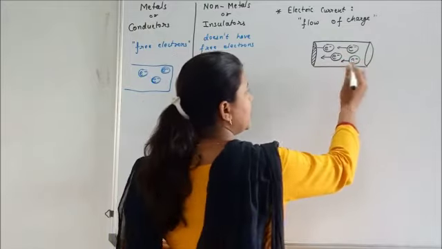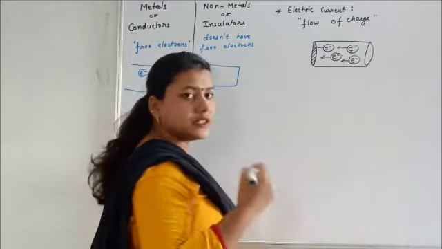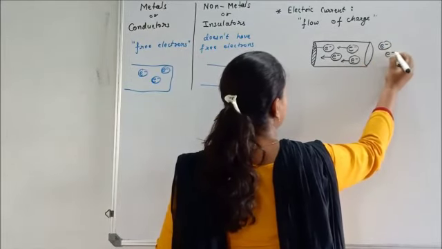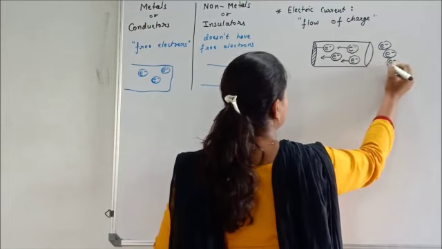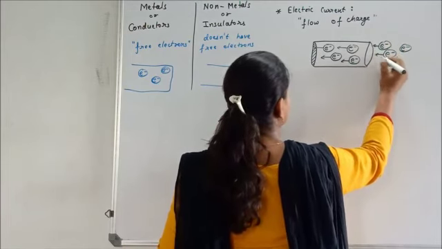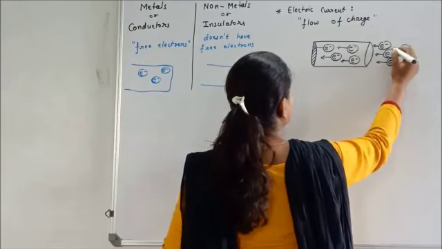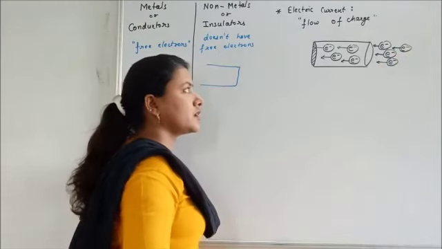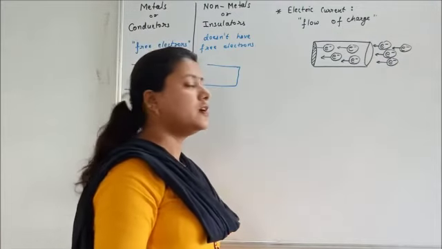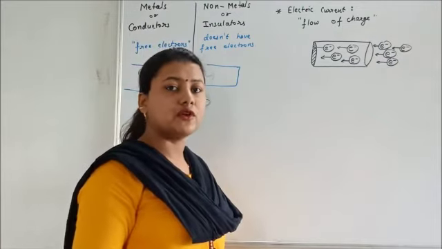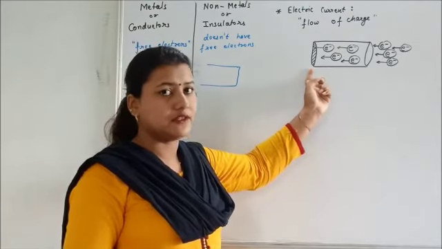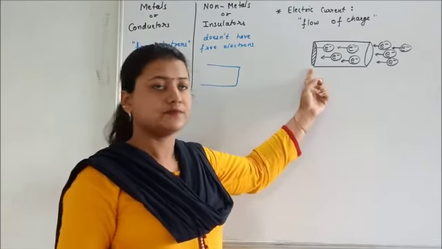And to fill their place and keep the flow continuous, we can provide some more free electrons, then definitely this flow will be continuous. And the number of electrons passing through this area of cross section will give the strength of that current.